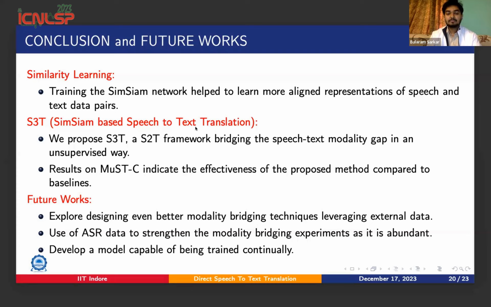And finally, we wish to have a model which is capable of being trained continually. So firstly, we train the model on English to, let's say, German, and then the same model, without any previous language training, we could train on some other language, let's say English to French. So in a continual fashion, without the need to preserve the previous dataset or any other complexities. So these are the future work for our experiments.